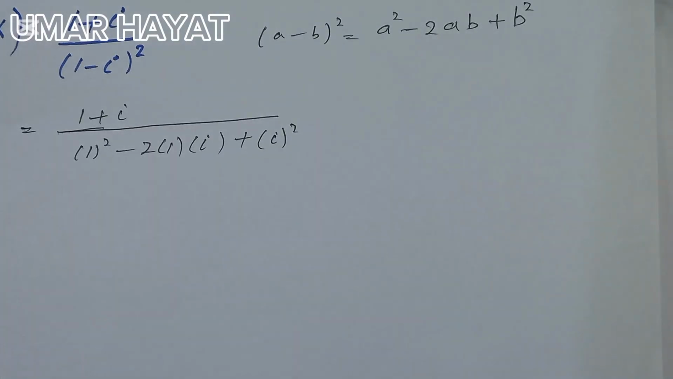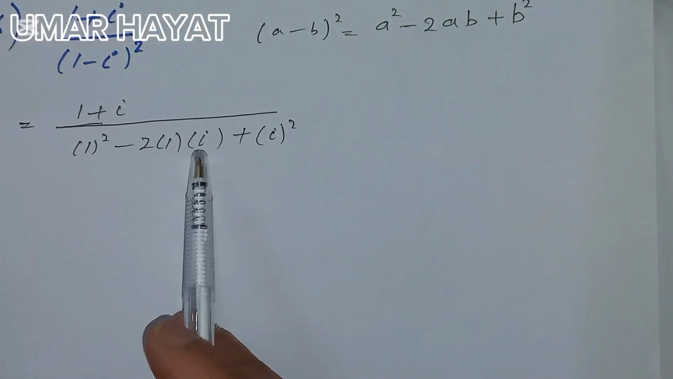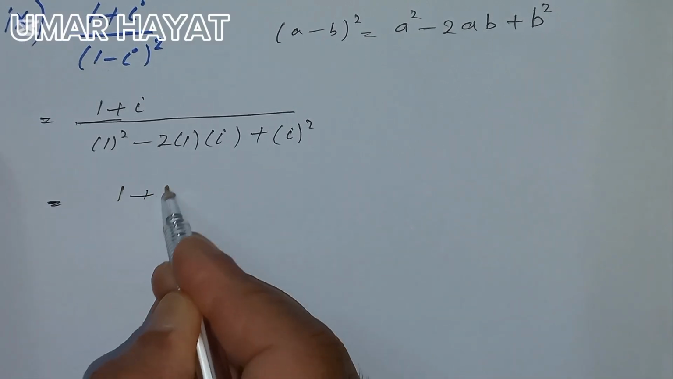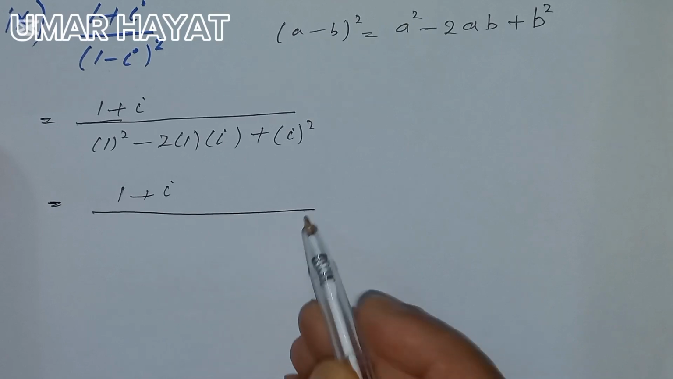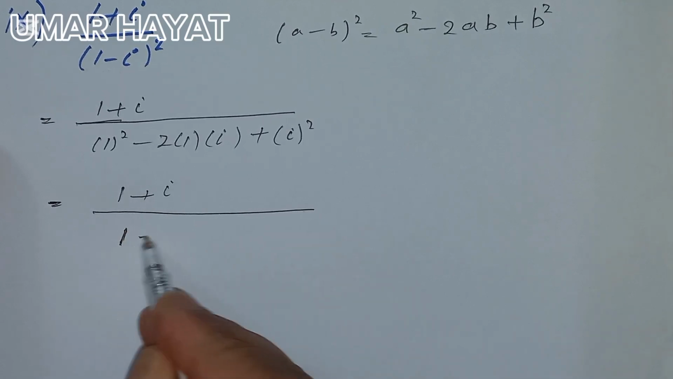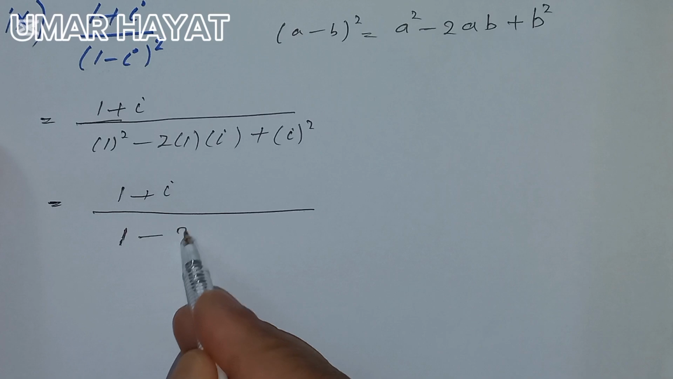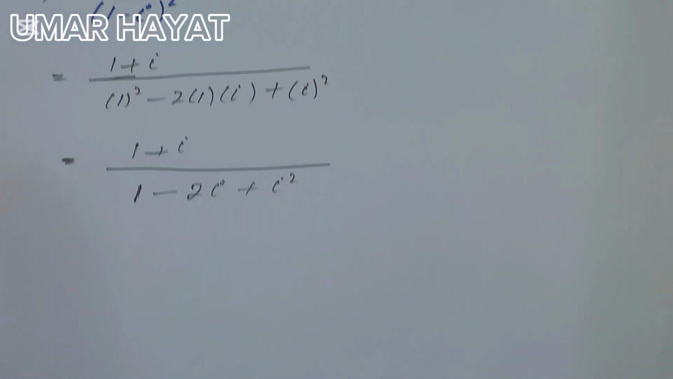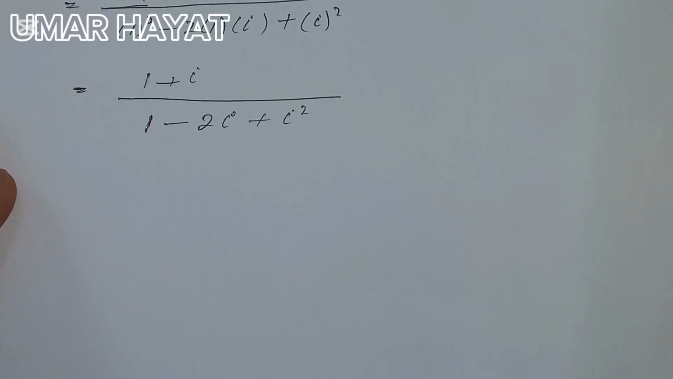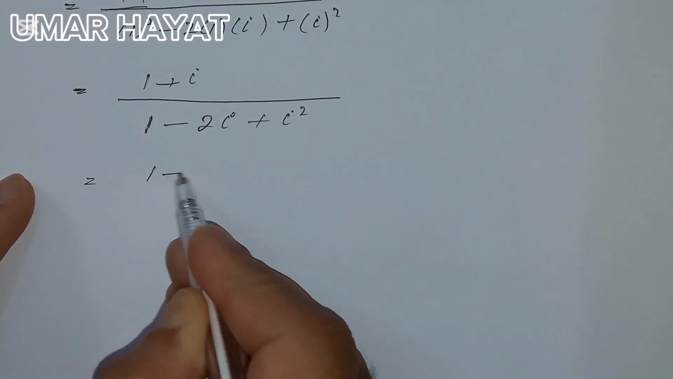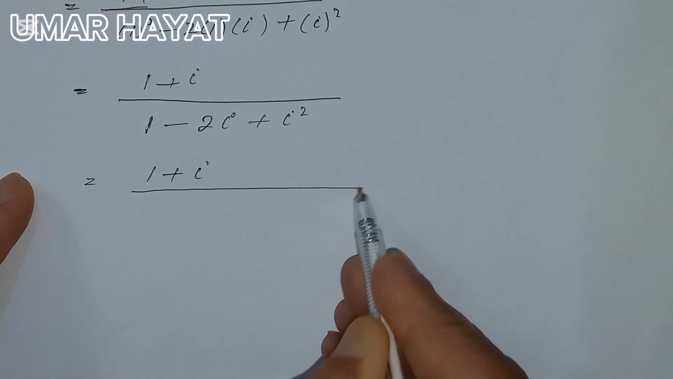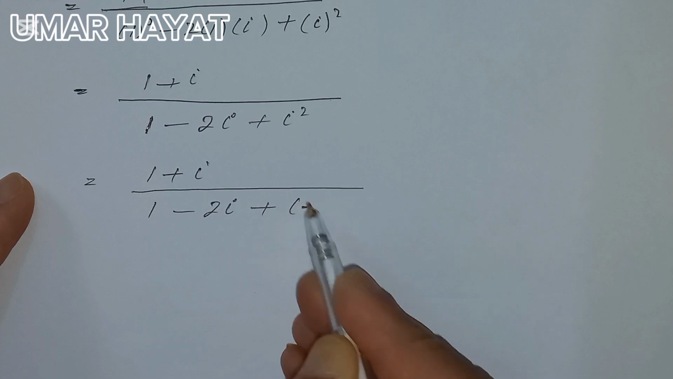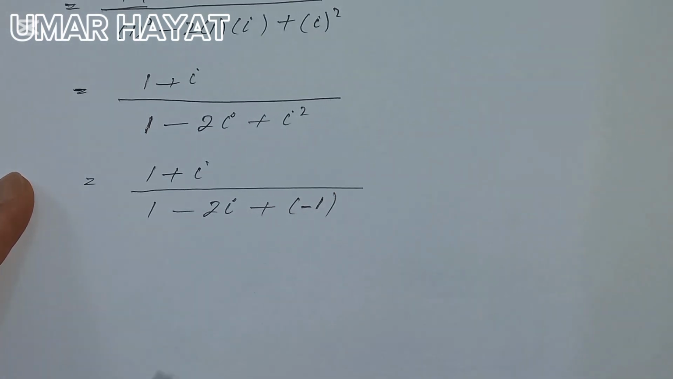Use the algebraic identity: first term square minus 2 into first term into second term plus second term whole square. In the next step, (1 plus iota) divided by (1 square, which is 1, minus 2 multiply 1 into iota, plus iota square). We will get 2 iota plus iota square. In the next step we replace iota square by its value, so (1 plus iota) divided by (1 minus 2 iota plus), and here we replace iota square by its value, minus 1.